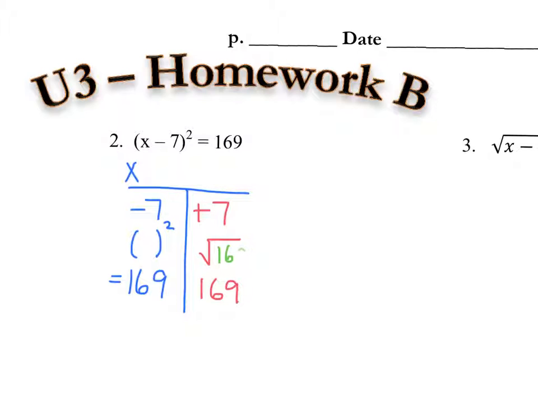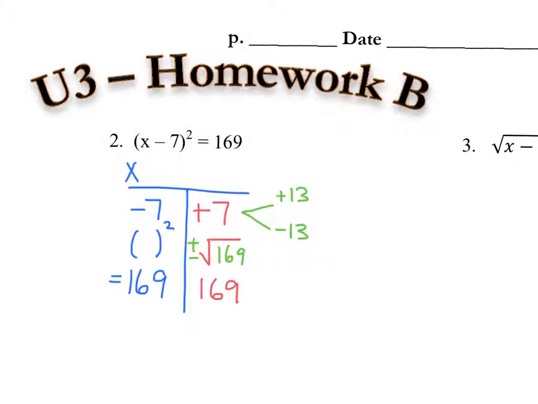Square root of 169. Here's the craziest part, guys. Not crazy. I don't even know why I said that. But we have to do the plus or minus, okay? So that means that I'm going to get two answers when I take the square root of 169. I'm going to get a positive 13. I'm also going to get a minus 13.